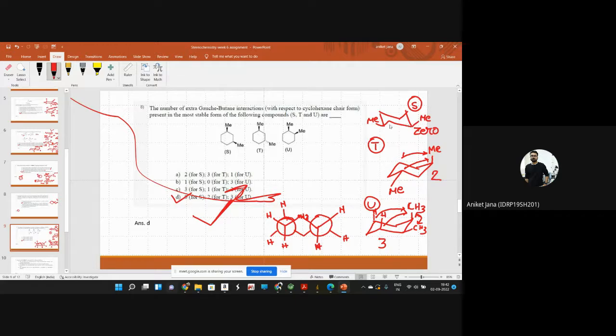Okay. So that is why we are considering the interaction with respect to cyclohexane chair form. Means how many extra interactions we have. Right. Here the parent interactions of the cyclohexane are present. But here we are trying to describe how many extra methyl-methyl gauche butane interactions are present in these molecules. Okay.